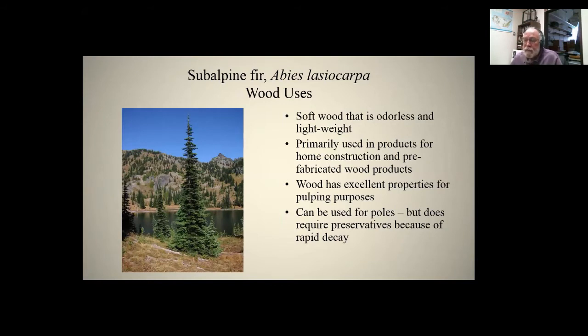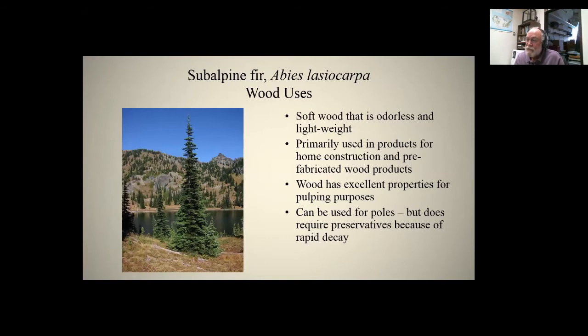It's not much of a timber species for us, and I think that is why it doesn't get some of the attention that, say, some of the other Western conifers get. It's not a major Christmas tree for us. We grow Fraser fir out here for Christmas trees, and concolor fir, and multiple other species, but it's not a dominant Christmas tree species. The wood is soft, odorless, great pulping tree, can be used for poles, but it does require preservatives.